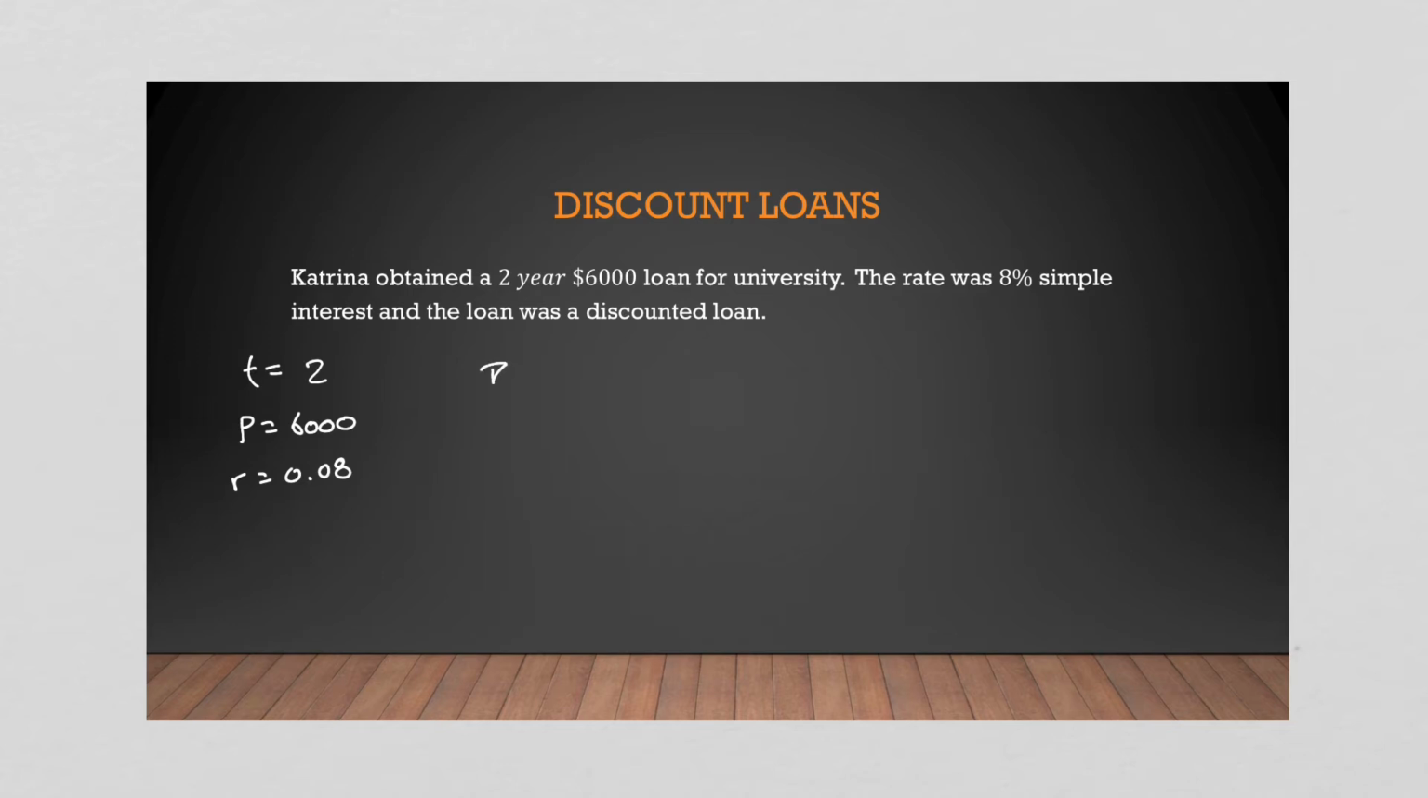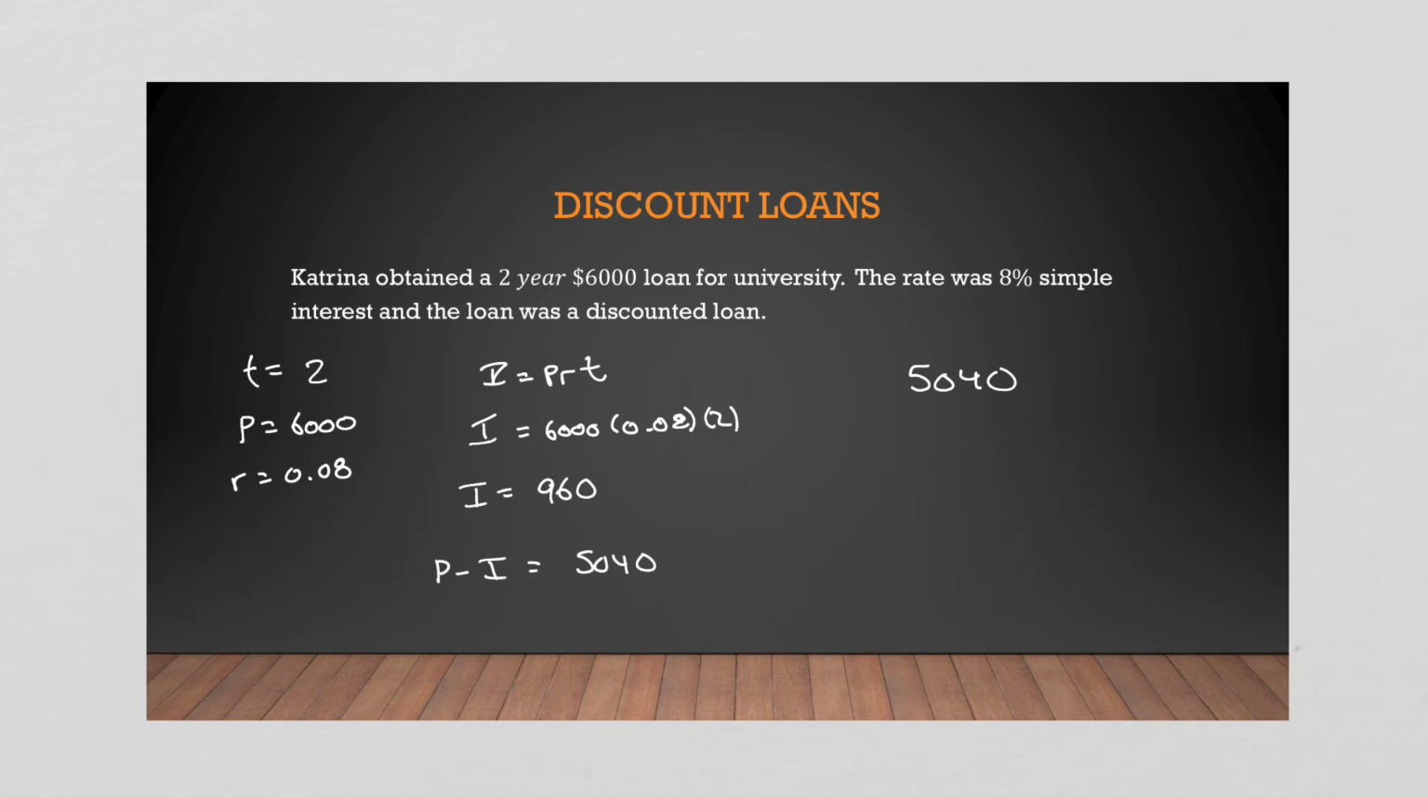So first we need to calculate the interest that we're going to owe on this loan. So if we crunch these numbers, 0.08 times 2, we get an interest amount of, sorry, $960. So what'll happen here is they'll take that $960 and they'll subtract it from the principal. And what that'll give is $5,040. And what they do is they give that to you as your loan.